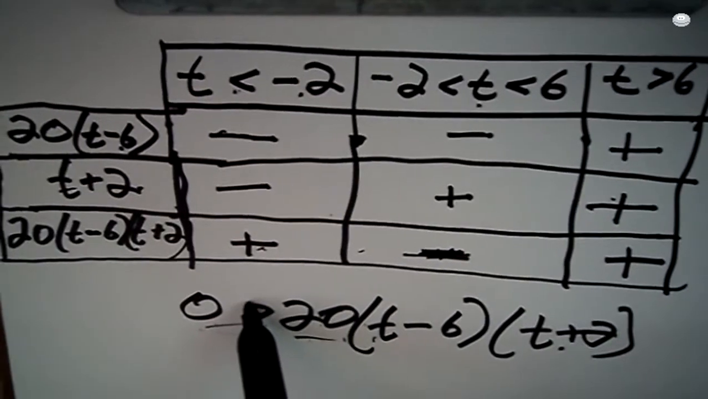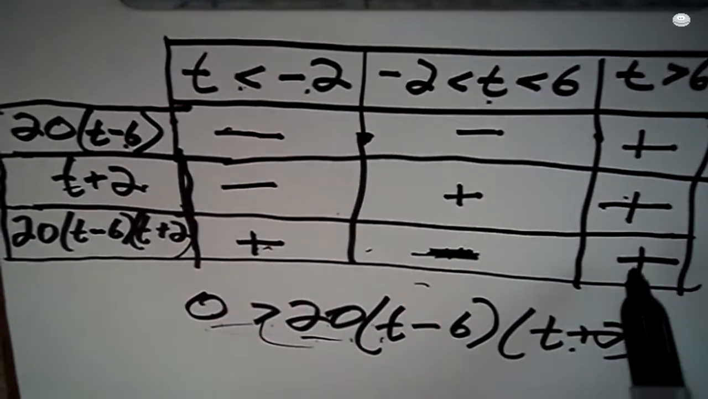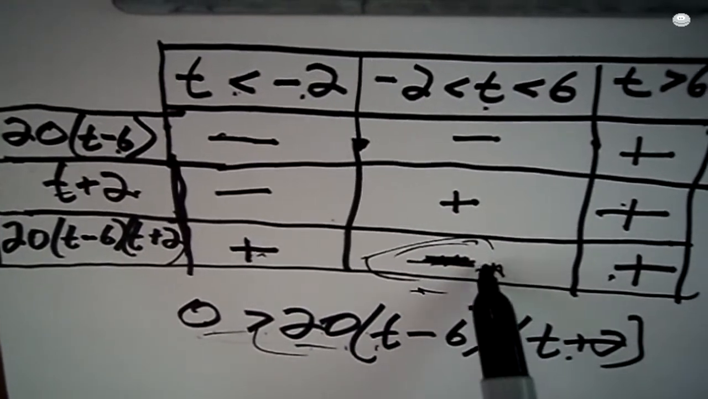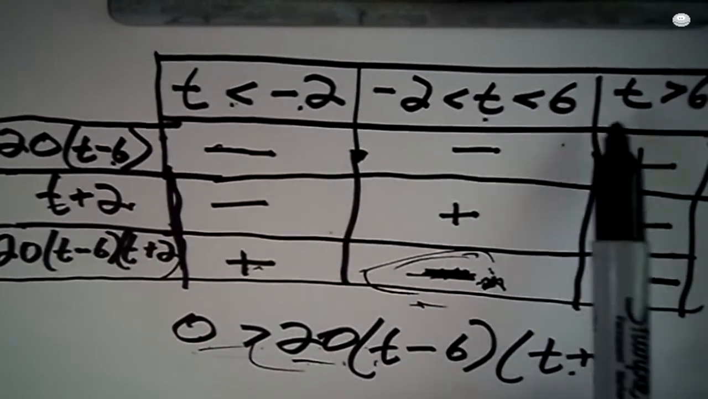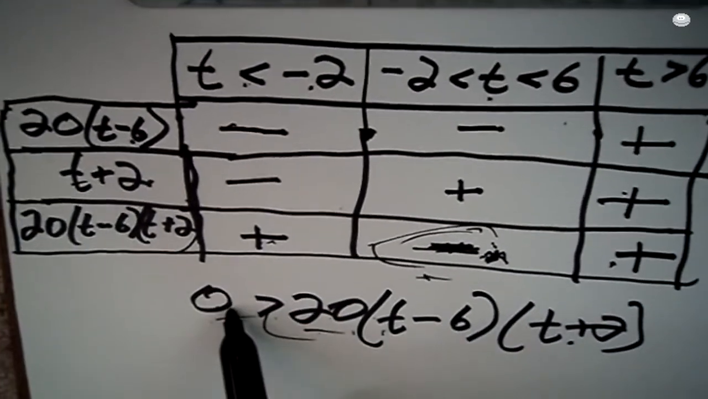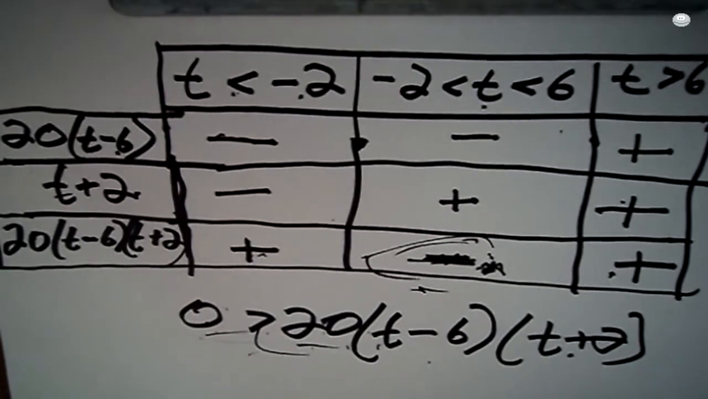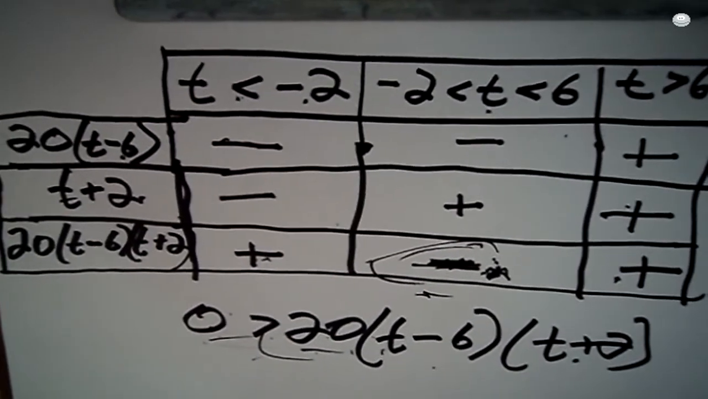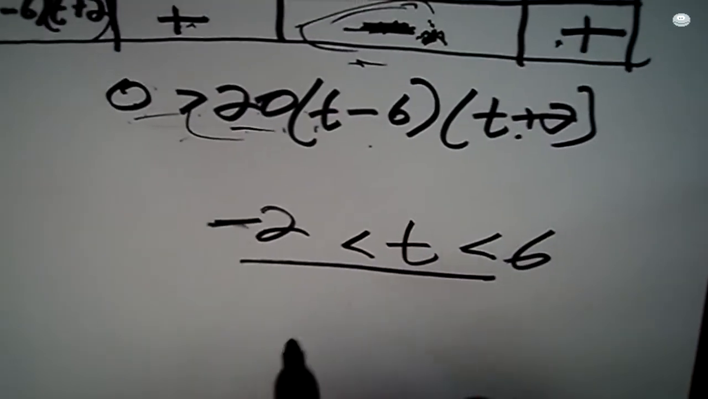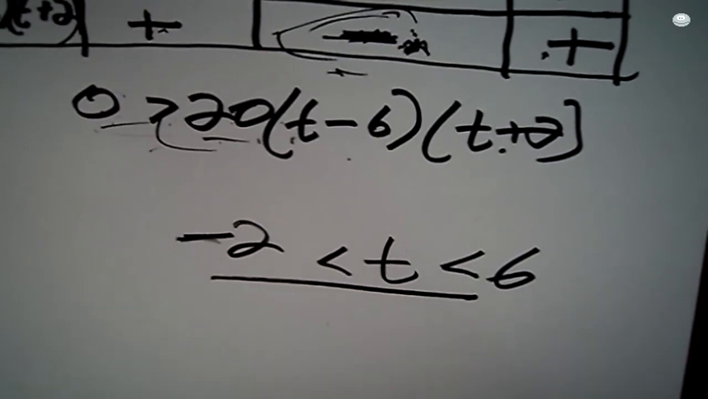Here it says that we want when this expression is less than 0. So from this table, there's only one interval where it's negative. Therefore, this inequality is true when t is greater than negative 2 and less than 6. Okay, so that's how we figure that out.